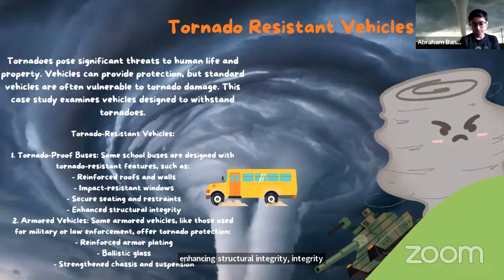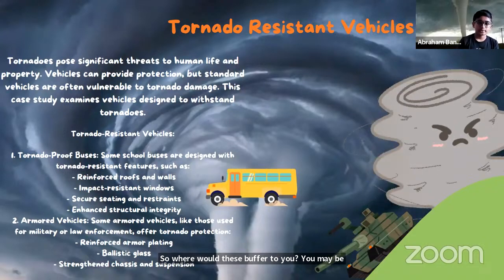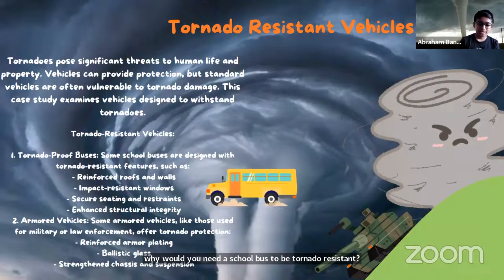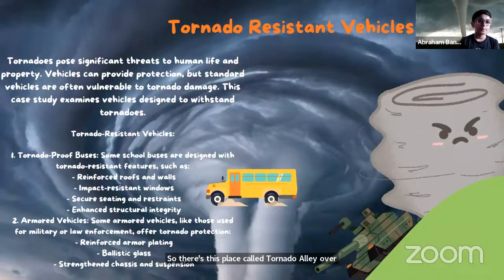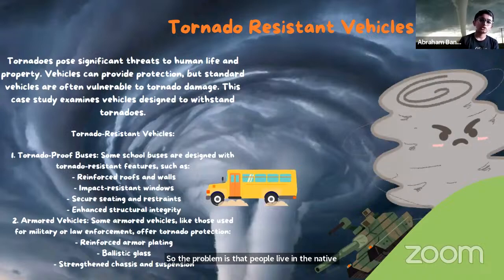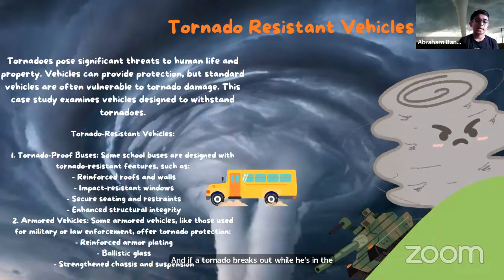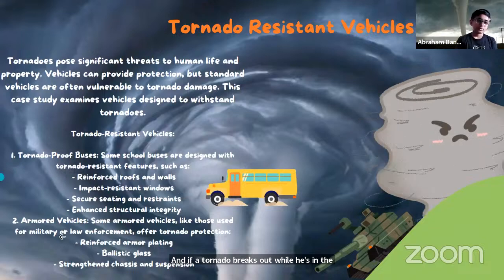Where would these buses be used? Now you may be thinking, why would you need a school bus to be tornado resistant? There's this place called Tornado Alley, where tornadoes normally happen the most. The problem is that people live in Tornado Alley and the child wants to go to school. He will have to go on a bus, and if a tornado breaks out while he's in the bus, he will be protected and safe. Now for armored vehicles.